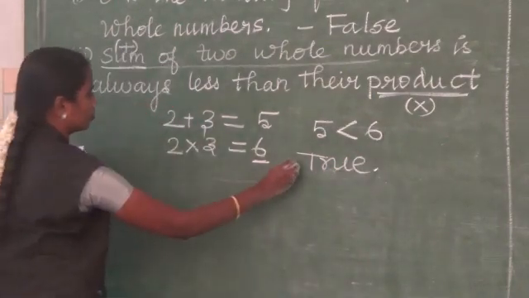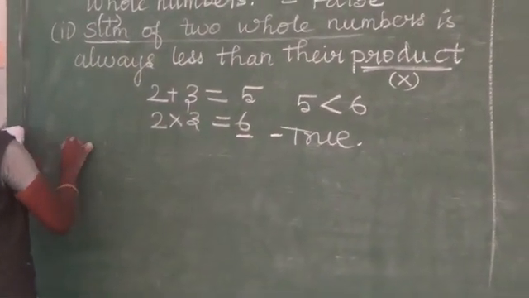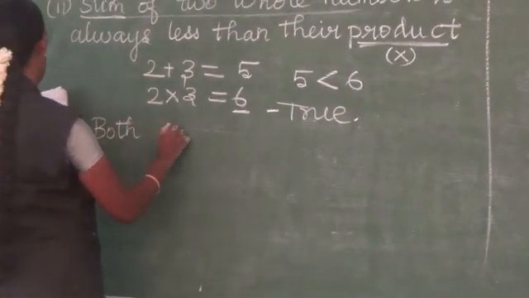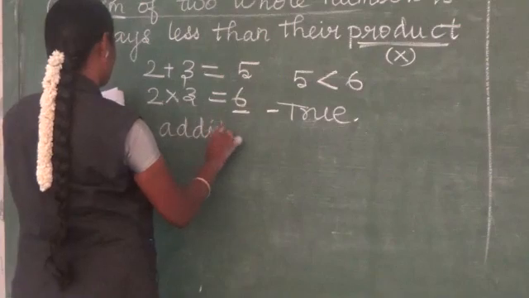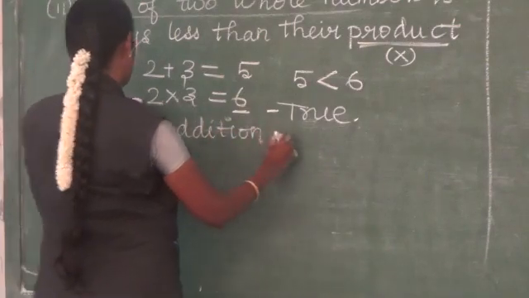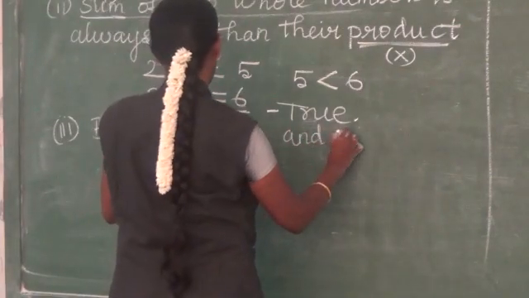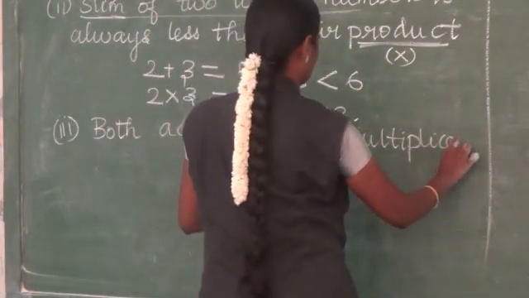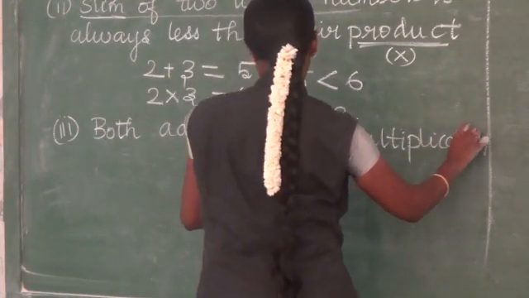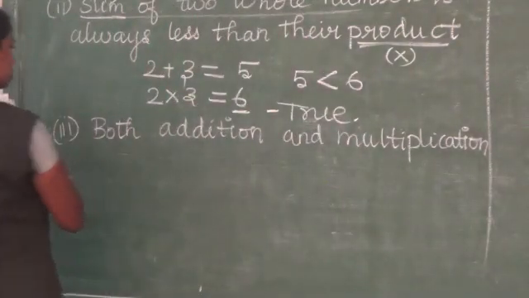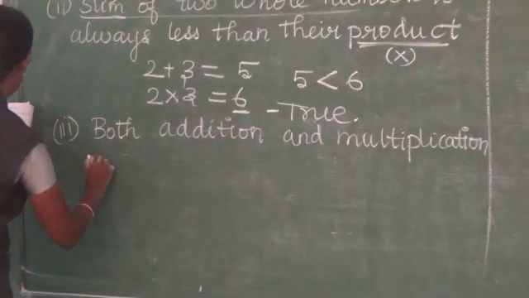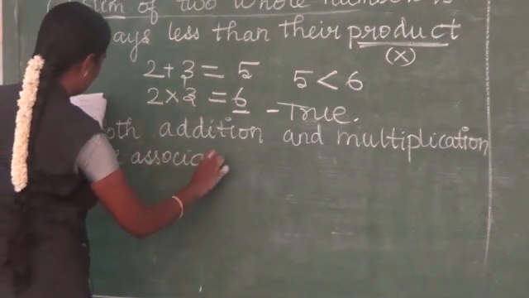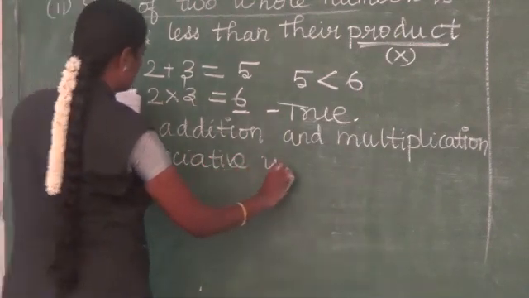Answer is true. Okay, option 3. Both addition and multiplication are associative whole numbers.